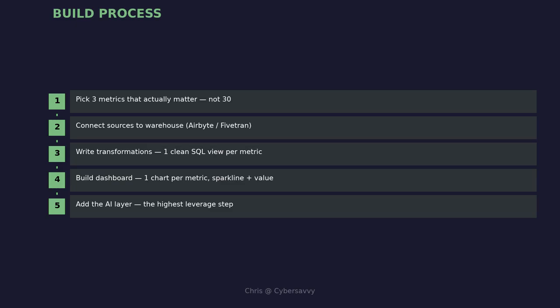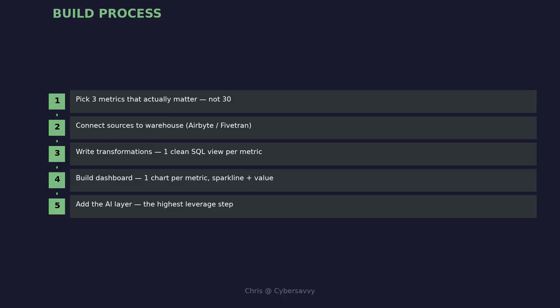Step 4. Build the dashboard in Metabase or Looker Studio. 1 chart per metric with a sparkline for trend and a number for the current value. Do not add a 4th chart until the first 3 are providing value. Step 5. Add the AI layer. This is where most people stop, and it is the highest leverage step of all. We will cover it in detail in the next section.